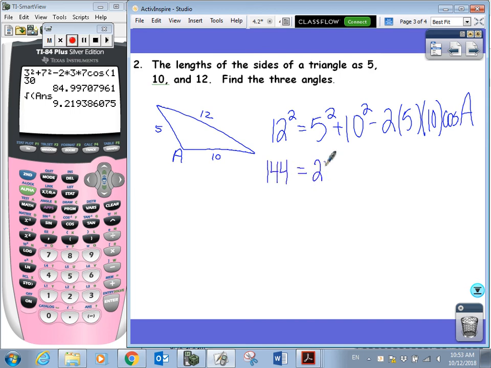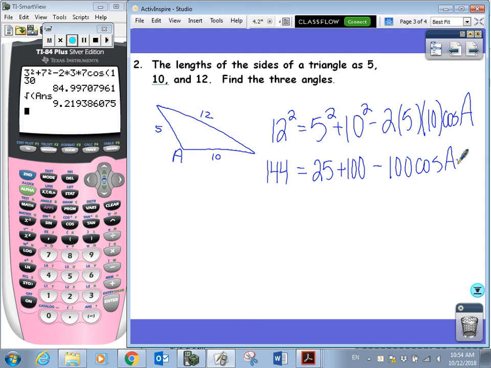144 equals 25 plus 100 minus 100 times the cosine of A. So is that right side 144 equals 25? Do those hundreds cancel? So 100 minus 100 times cosine A. See, that's the biggest mistake made right there. Okay? Those do not cancel.